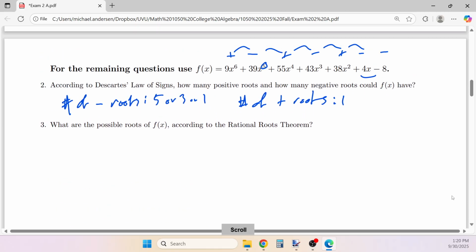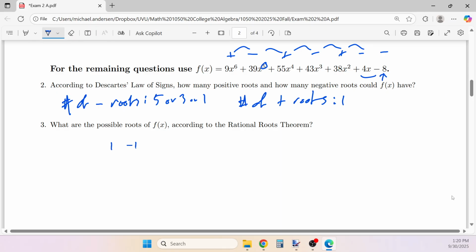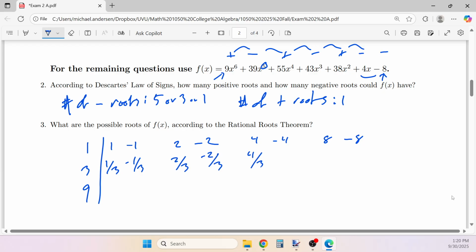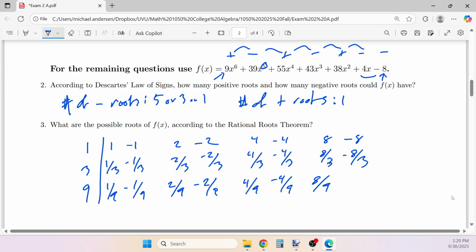What are the possible roots of f according to the rational roots theorem? Well, the factors of the constant are 1, 2, 4, 8. Factors of the leading coefficient are 1, 3, 9. So we get 1/3, negative 1/3, 2/3, negative 2/3, 4/3, negative 4/3, 8/3, negative 8/3. We also get 1/9, negative 1/9, 2/9, negative 2/9, 4/9, negative 4/9, 8/9, negative 8/9.